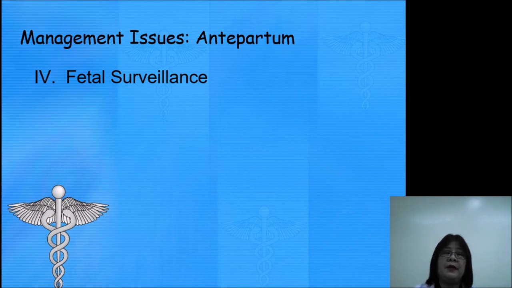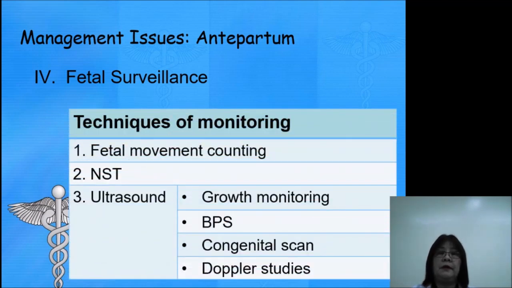How about surveillance? How are we going to do our surveillance of the fetus? First, you have to advise your patient to count fetal movement. You can do your NST or non-stress test. You can request an ultrasound to monitor the growth, do biophysical scoring, a congenital scan, and Doppler studies if you are considering IUGR.